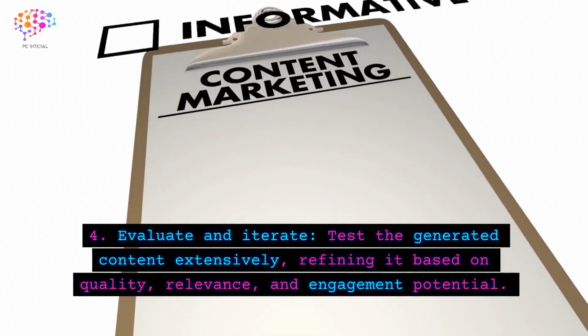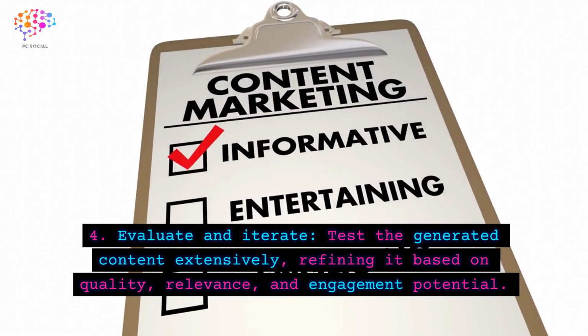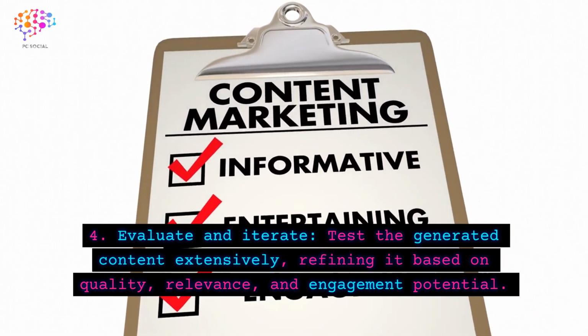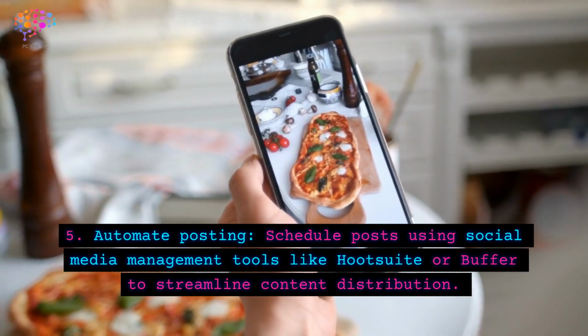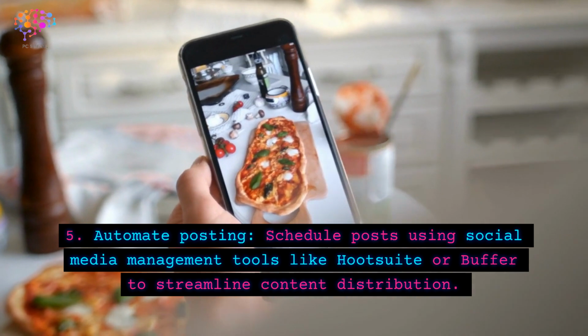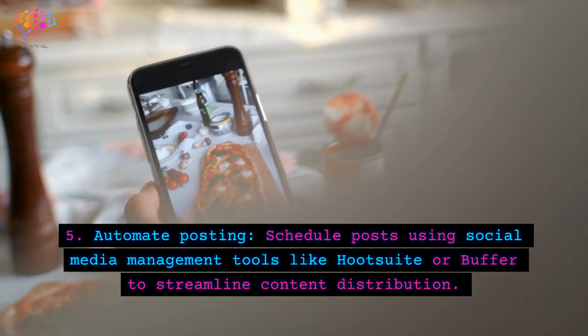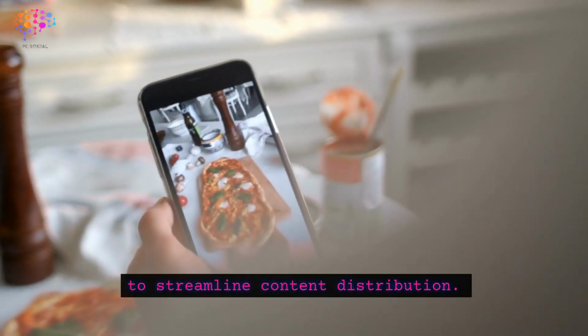4. Evaluate and iterate. Test the generated content extensively, refining it based on quality, relevance, and engagement potential. 5. Automate posting. Schedule posts using social media management tools like Hootsuite or Buffer to streamline content distribution.